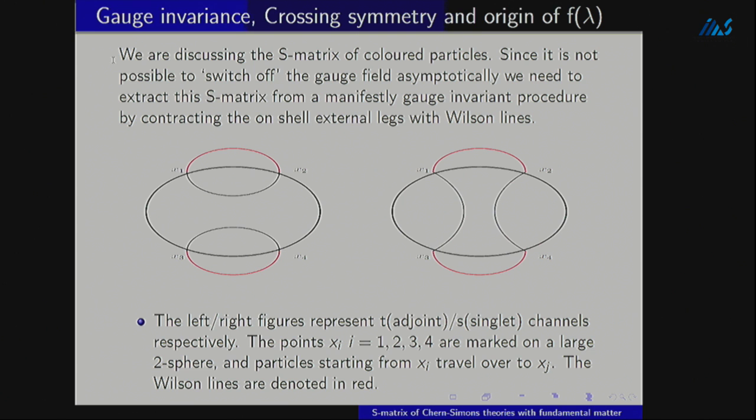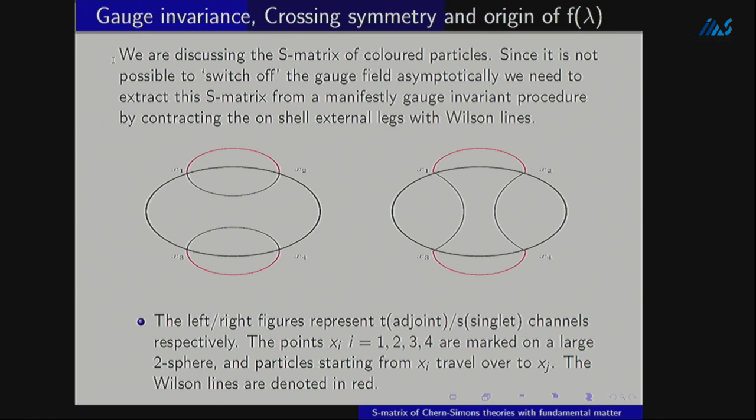Since we are discussing the S matrix of colored particles and the gauge field cannot be switched off asymptotically, we need to define a certain process in order to extract this S matrix from a manifestly gauge invariant procedure. So we do the following. Let's work in Euclidean space-time for the sake of this argument, and look at a large S2 sphere in S3. Think about these points x1, x2, x3, x4 as the points from which the scattering particles emanate into the bulk of S2. So you'll have particles going from here to here, they wander around, intertwine. So this is the T channel basically.